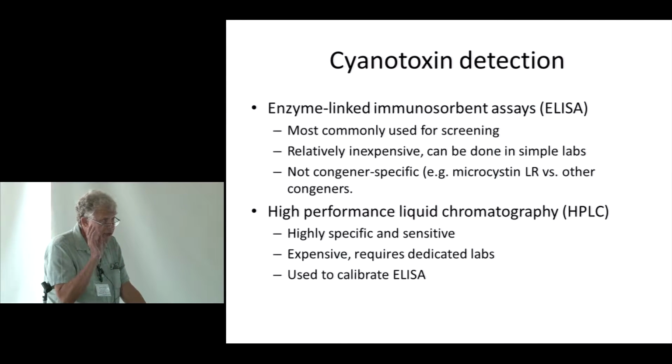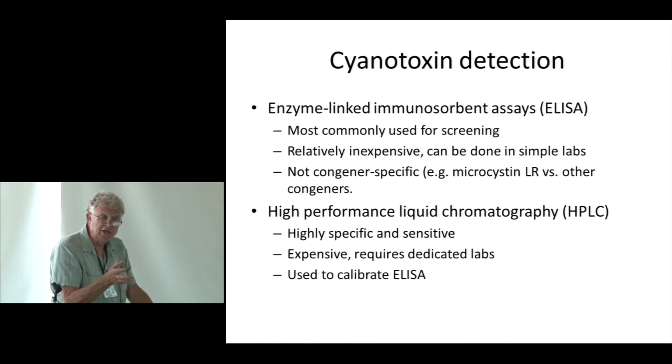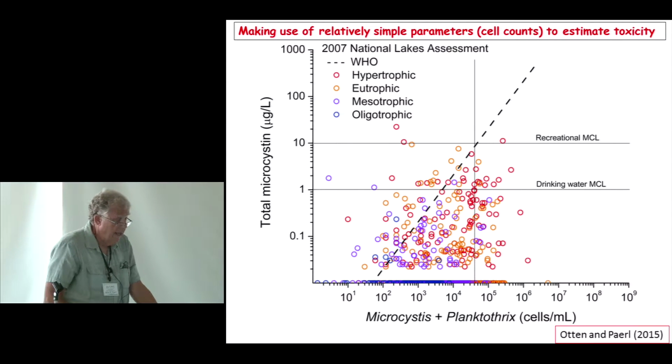The upper one is much more economically feasible. The bottom one is much more expensive. But if you know you have a toxin problem or a toxin issue, then you just shift to the one that is more specific, which is the more expensive one, HPLC. But you don't need to use HPLC to begin with. You can start with the ELISA just simply to see whether there's a toxin problem there or not.